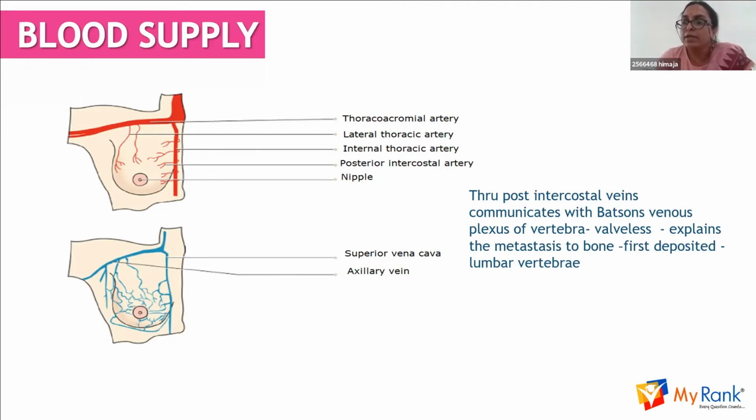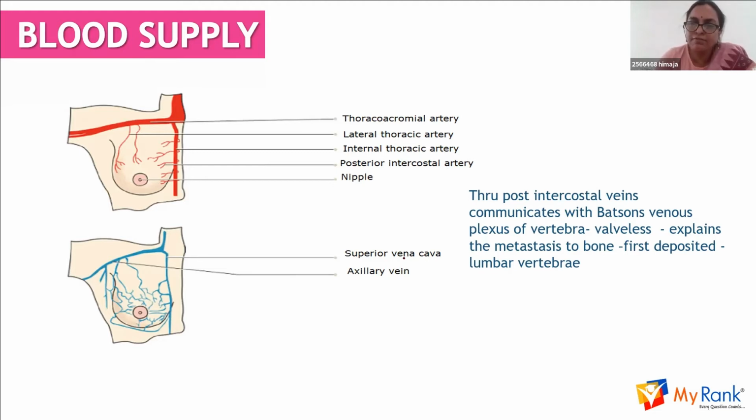So whenever there is any carcinoma of the breast and metastasis, the process spreads to the Batson plexus, and that is responsible for the metastasis you see in the bone, especially the lumbar vertebrae, which are first affected in carcinoma breast. You may think, when the breast is in the thorax, why are the lumbar vertebrae affected? Because there is drop down; these vertebral Batson plexuses are valveless. So it metastasizes into the lumbar vertebrae, the long bones of the leg, and later the thoracic vertebrae are affected. That is the importance of the venous supply here.